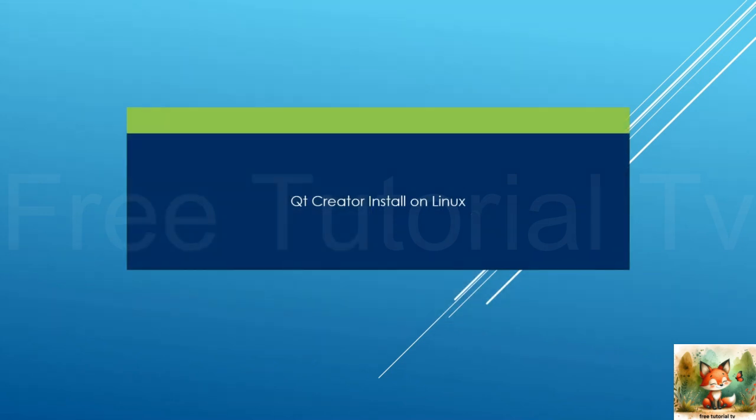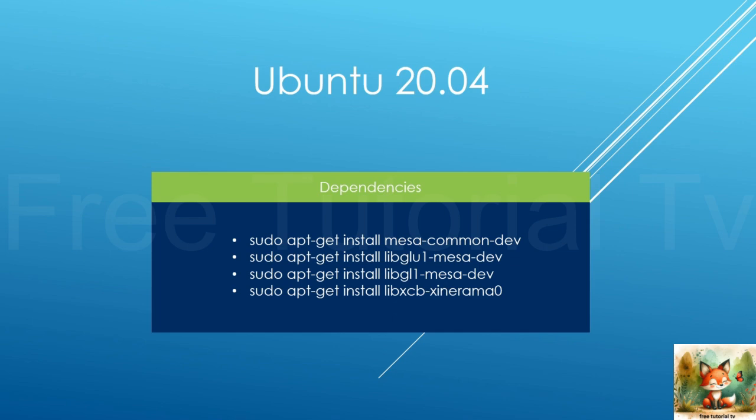In this lecture, we're going to see how you can install Qt and Qt Creator on Linux. We're going to be using Ubuntu Linux, and that's going to be our distribution here. And the first thing we're going to do is install the dependencies that are needed for Qt and Qt Creator to work properly on our Ubuntu system.